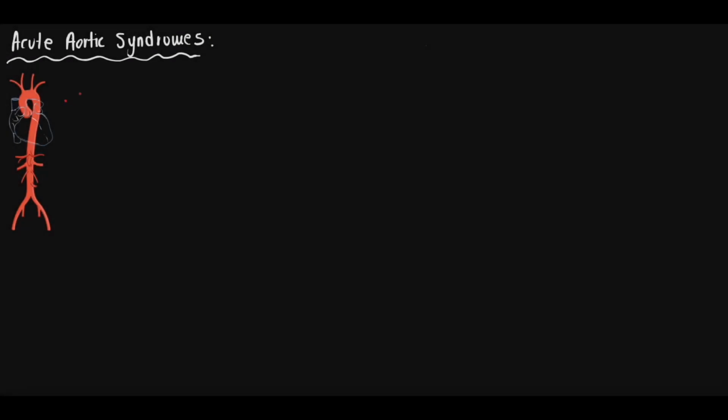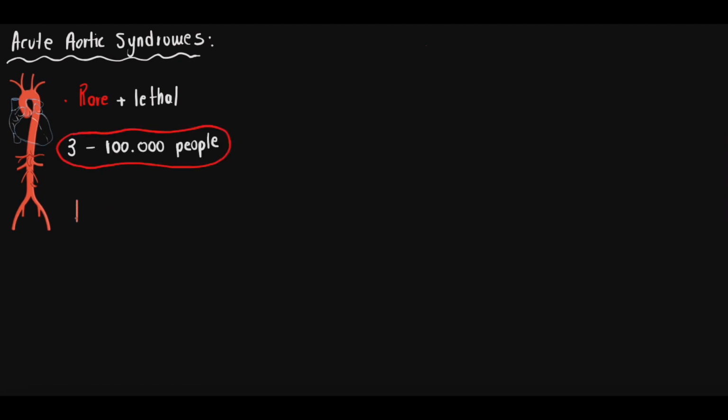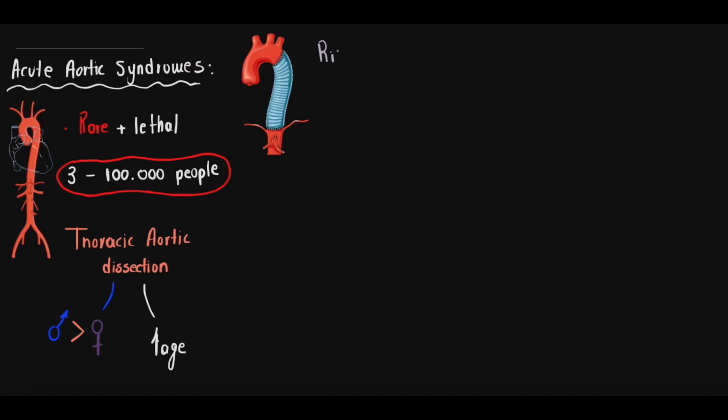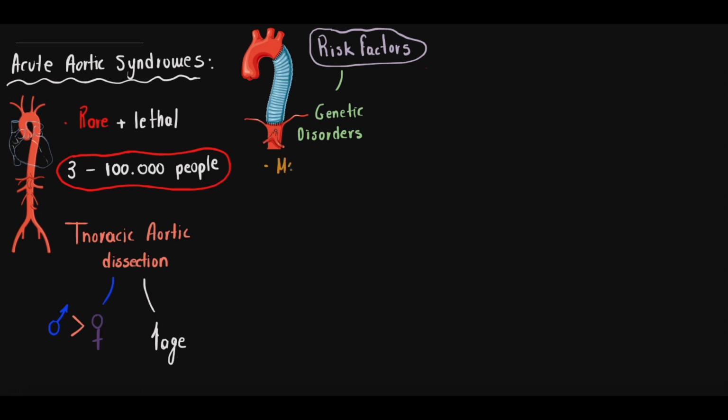Now, acute aortic syndromes are rare and very lethal, with around 3 incidents per 100,000 people. A very common acute aortic syndrome is thoracic aortic dissection, which is way more common in males than females. Incidence increases with age. The risk factors of an acute aortic syndrome are, first of all, genetic disorders such as Marfan's syndrome, Turner syndrome, and Ehlers-Danlos syndrome.